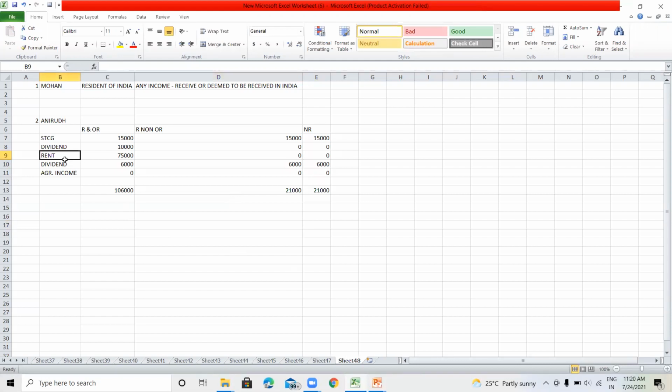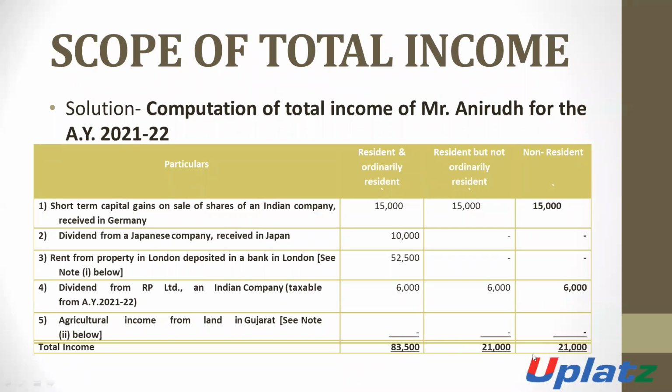So in the case of the house property rent, after providing a deduction under section 24(a), the rent is 75,000 less deduction 24(a), it will be 30% of the amount. So it will be 52,500. So 83,500 and 21,000.